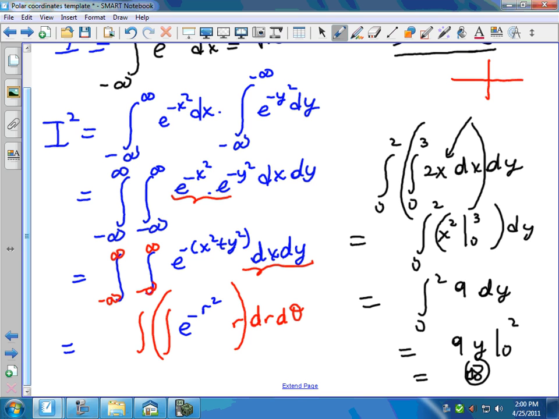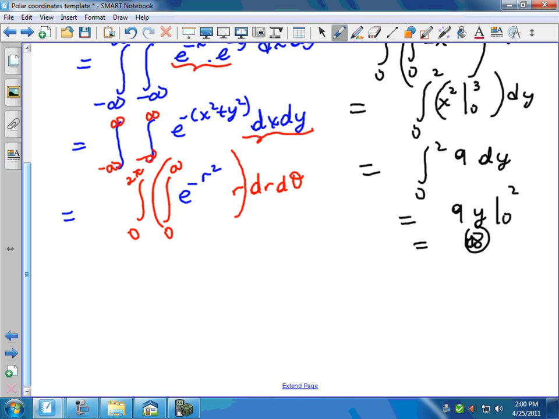If you're going from negative infinity to infinity, what should r be? r starts at 0, right? It should be from 0 to infinity. And what about theta? What should theta be? You want to cover the entire plane with theta, so you should go from 0 to 2 pi. So theta goes from 0 to 2 pi, and r goes from 0 to infinity. This way you cover the entire plane. Every single point on that has been covered, just like before, negative infinity to infinity.